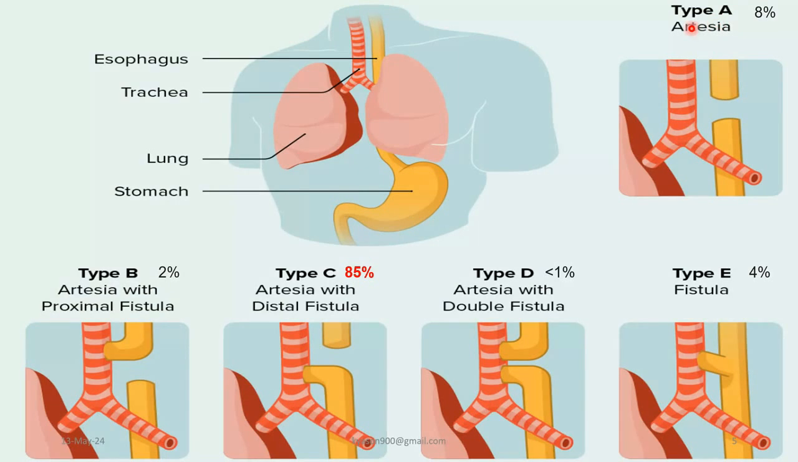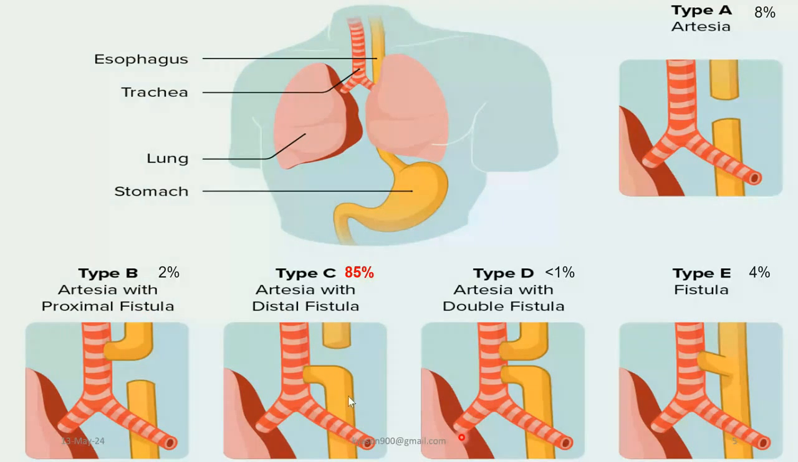And here basically we have isolated esophageal atresia. Isolated meaning that the problem is only the esophageal atresia. There's no issue with the trachea. Then in type B we are seeing that there is an atresia with a fistula. What does the word fistula mean?